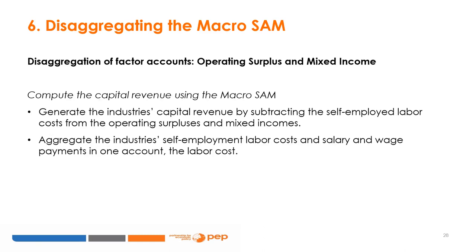Then compute the capital revenue using the macro SAM. An industry's capital revenue is generated by subtracting the self-employed labor costs from the operating surplus and mixed incomes. Then aggregate the industry's self-employment labor costs and salaries and wage payments into one account, the labor costs.